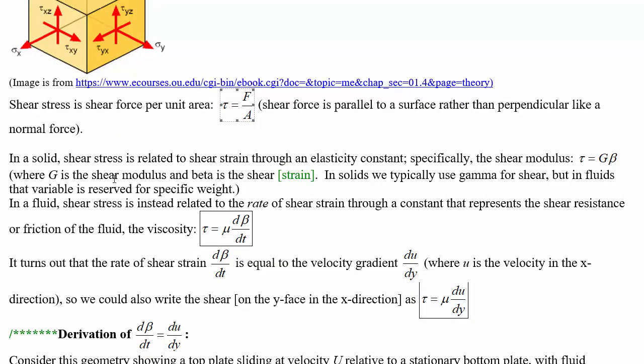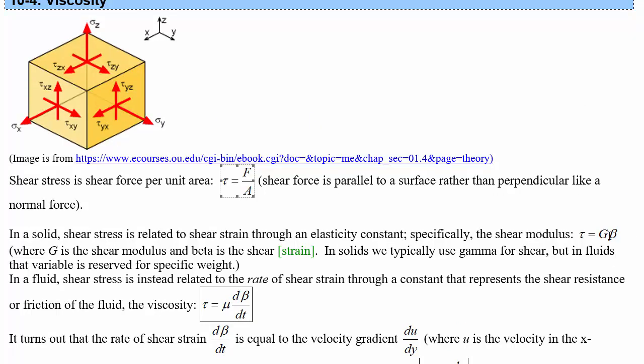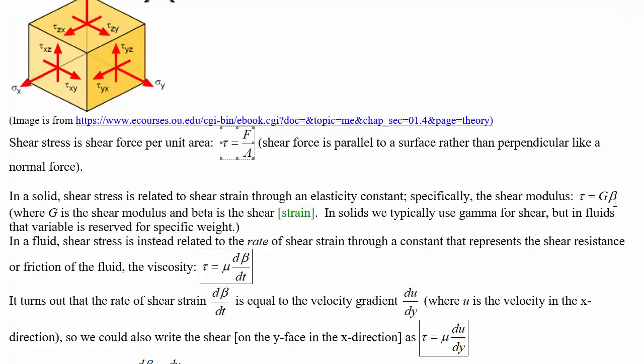In a solid, shear stress is related to shear strain through an elasticity constant. Specifically, it was the shear modulus, capital G here. And we previously used gamma for the shear strain, but in fluid mechanics, that's already specific weight. So we're going to use beta instead for the shear strain. Okay, so shear stress is equal to shear modulus times shear strain. That's what it is for a solid.